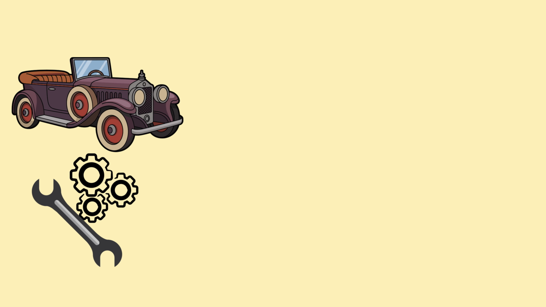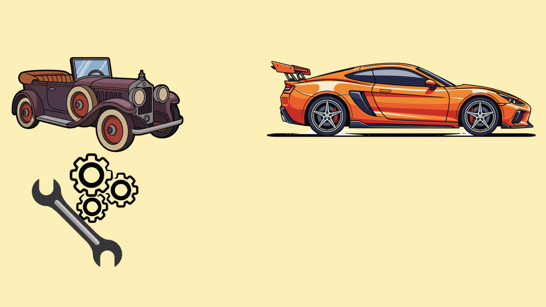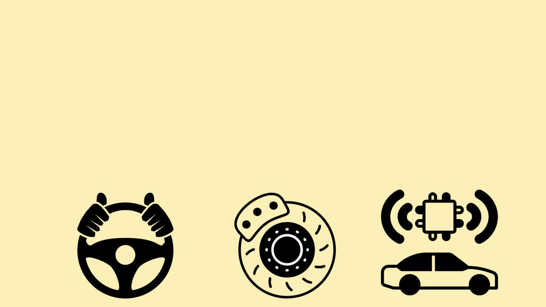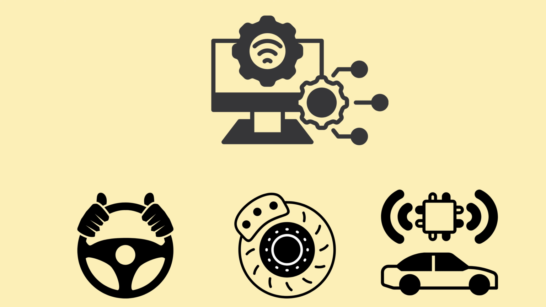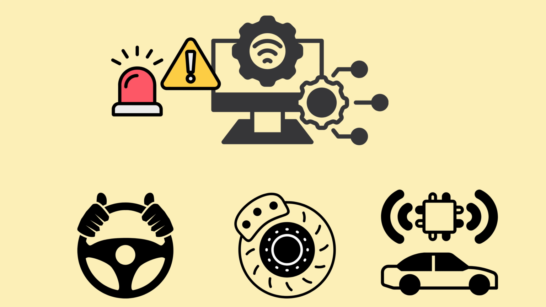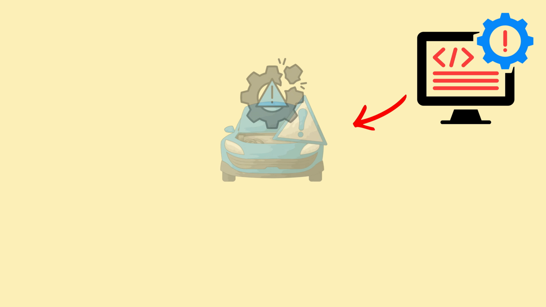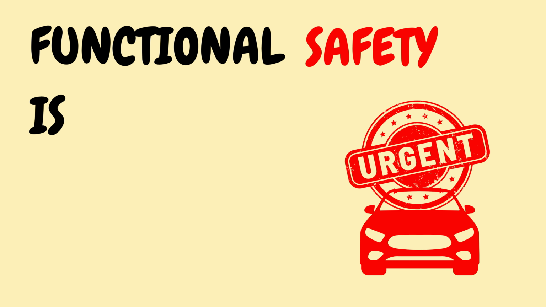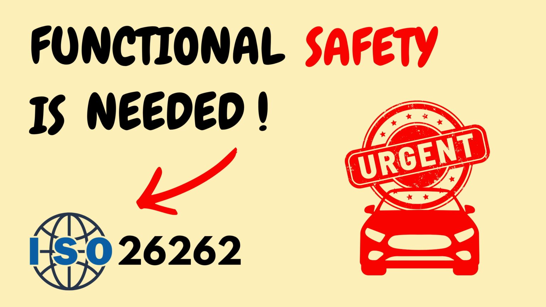Today, cars are no longer just mechanical systems. They are complex systems driven by electronics and software. Functions like steering, braking, or advanced driver assistance systems are now controlled by code. And this introduces a new type of risk, because a simple software bug can potentially lead to a catastrophic failure. That's exactly why functional safety has become critical in the automotive industry.